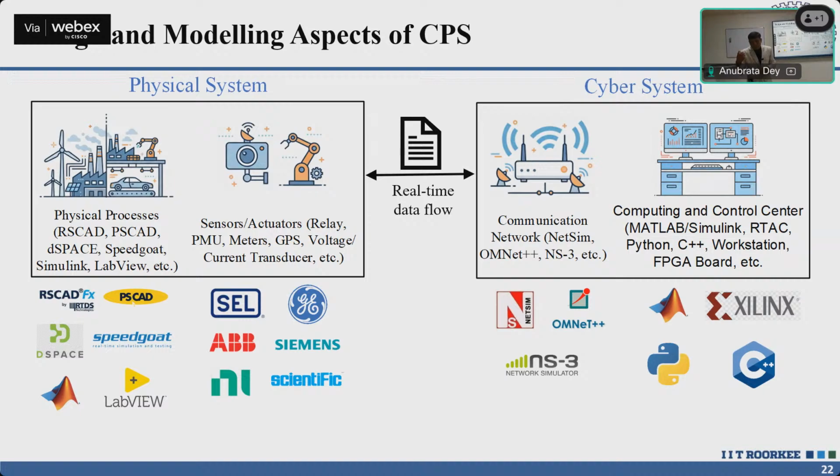That is how it is working in other countries. If I want to do that, then again, I gave you the example of a cyber physical system, which contains two parts, the physical and the cyber system. Now in the physical system, whenever you have any physical process and you want to develop a prototype in the lab, you need something, right? For example, some software, some emulator or simulator. A real-time simulator is required. You can use any of these, for example RSCAD, which is RTDS, then PSCAD, dSPACE, SpeedGoat, Simulink, LabVIEW, anything you can use.